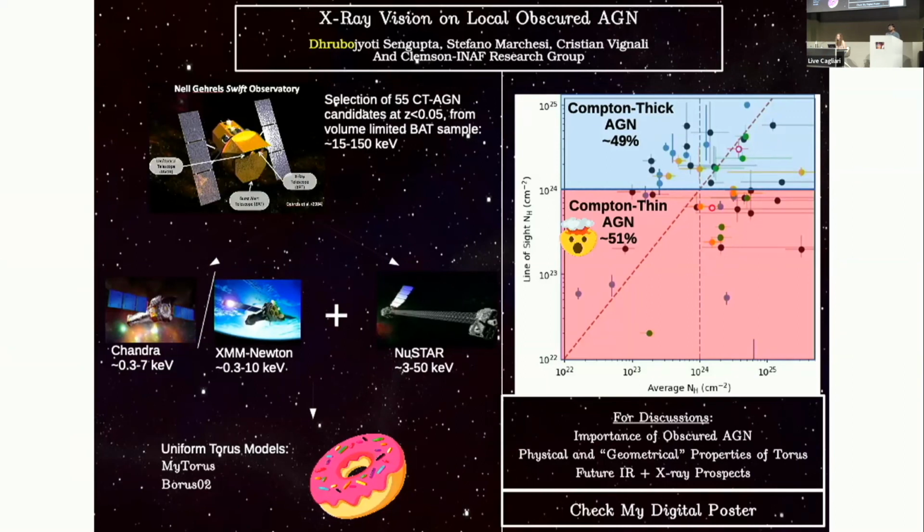Very interestingly, we found that using NuSTAR instead of Swift-BAT actually reduces the population of Compton-thick AGN by almost half. You can see in the blue band and in the red band. So with this result, if your mind is blown and if you want to see how we proceeded, you can check my poster in the digital format. But my poster is also getting obscured by another poster, so I hope this technical problem gets solved soon. Thank you very much.